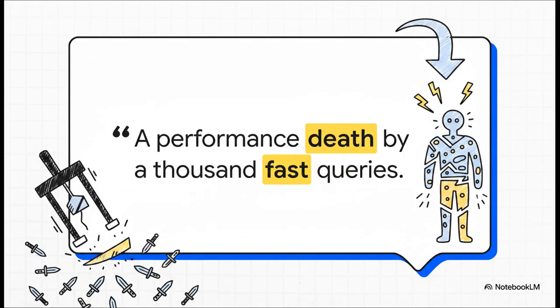Maybe the best way to think about this is as a death by 1,000 fast queries. Each individual cut, each tiny query is super fast, maybe a few milliseconds. It never, ever shows up on a slow query report. But you put 1,000 of those cuts together, that is what kills your app's performance.